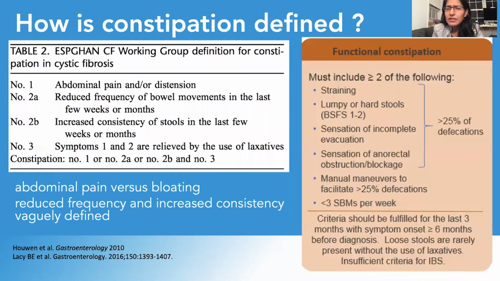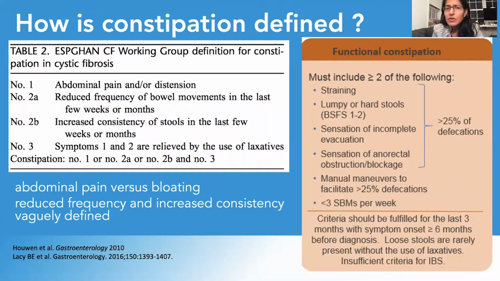How do we define constipation in cystic fibrosis patients? The European Society for Pediatric Gastroenterology, Hepatology, and Nutrition has developed the following working group definition for constipation. Number 1, abdominal pain and or distension. Number 2A, reduced frequency of bowel movements in the last few weeks or months. Number 2B, increased consistency of stools in the last few weeks or months. Number 3, symptoms 1 and 2 are relieved by the use of laxatives. And to have constipation, you need to have number 1 or number 2A or number 2B, and number 3.